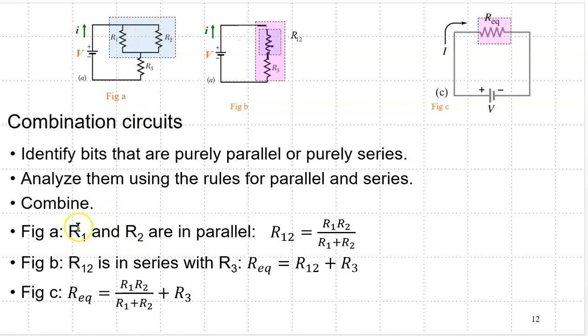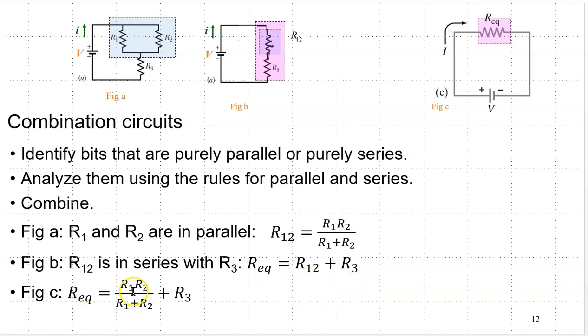In this figure, R1 and R2 are in parallel, and there are only two of them, so we do product over sum. R12 is R1 R2 divided by R1 plus R2, so that's this equivalent. This replaces that. Now R12 is in series with R3, so they just add. So R equivalent is R12 plus R3. We can substitute.